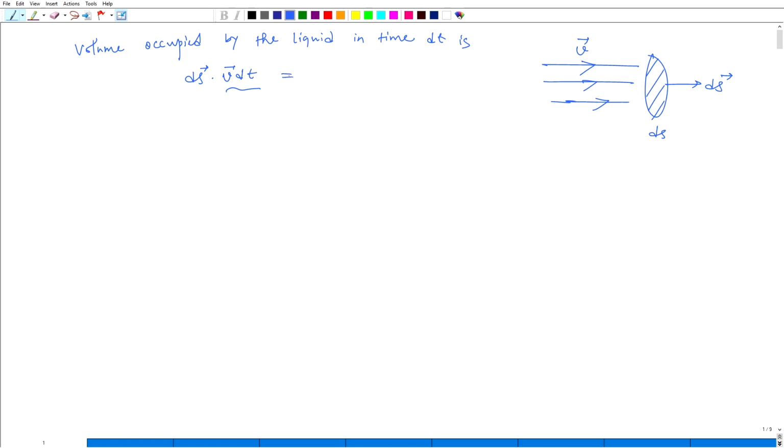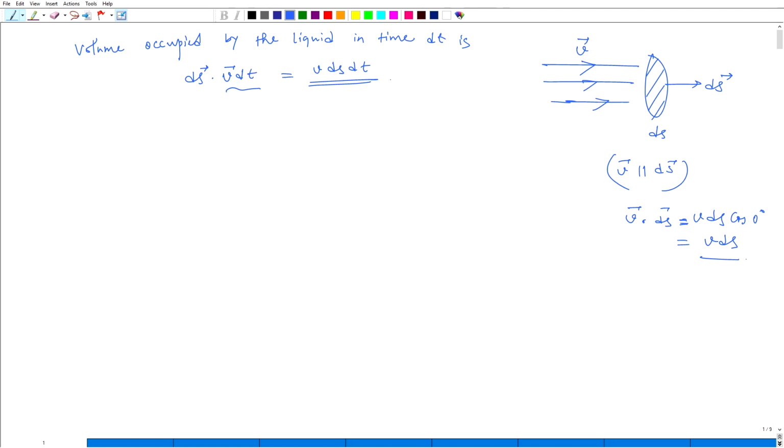Now since the v vector and the ds vector are parallel, v dot ds is v ds cos 0 degree, the angle between them being 0 degree, so this is v ds. Placing that here, we get v ds dt. That is the volume occupied by the liquid in time dt, provided that the velocity vector and ds vector are parallel.